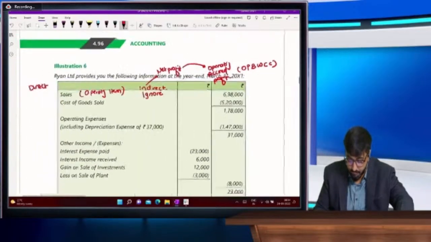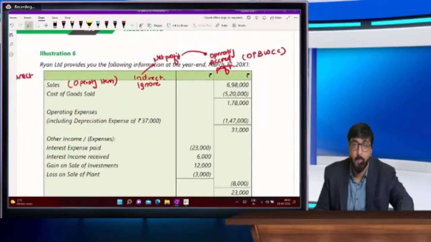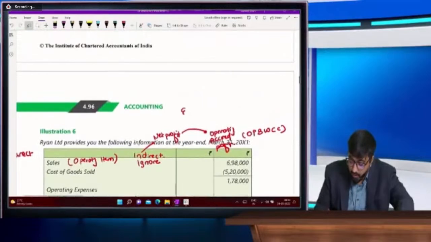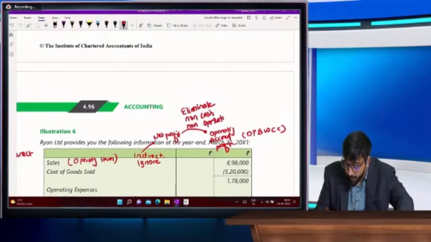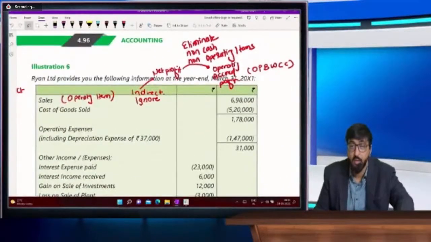OPBWCC. So from this information, how are we going to calculate? Eliminate non-cash and non-operating items. So you can write these things. It will help you at the time of revision. So please mention all these things on the question itself. From net profit, you are going to eliminate non-cash and non-operating items. Why? To calculate operating profit, and this profit is operating accrued profit.